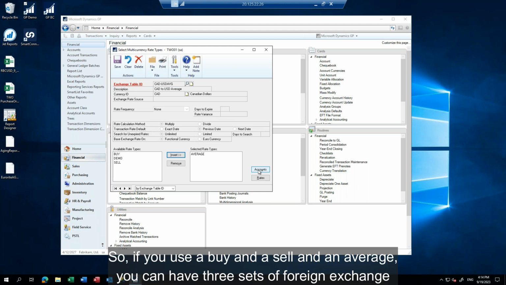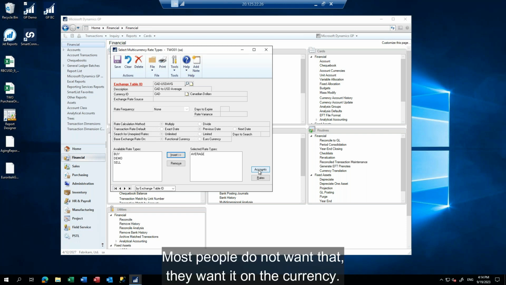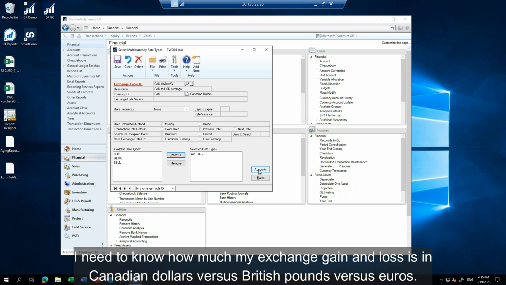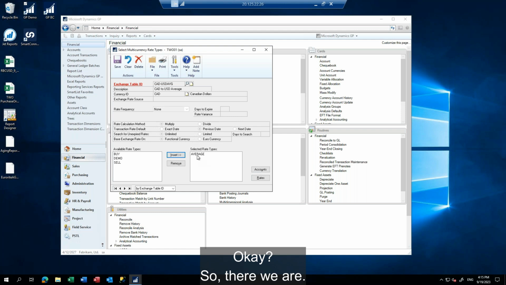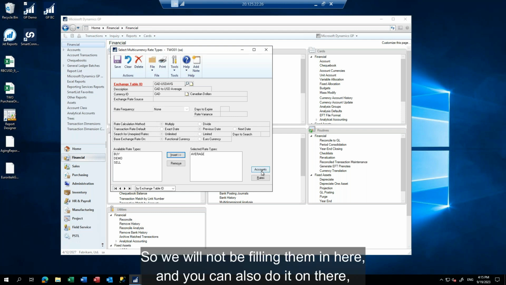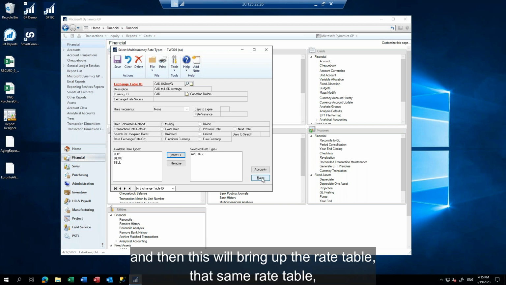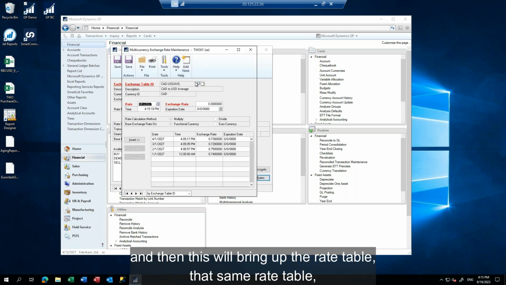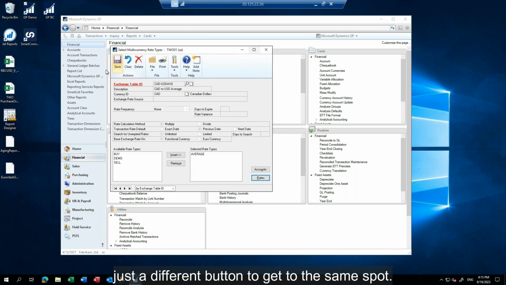This allows you to have different profit and loss accounts for each exchange rate table that you use. So if you use a buy and a sell and an average, you can have 3 sets of foreign exchange gain and losses. Most people do not want that. They want it on the currency. I need to know how much my exchange gain and loss is in Canadian dollars versus British pounds versus euros. Okay, so there we are. So we will not be filling them in here, and you can also do it on the, and then this will bring up the rate table, that same rate table, just a different button to get to the same spot.